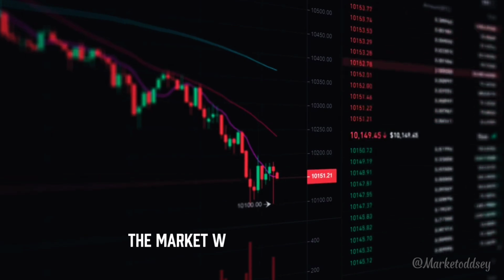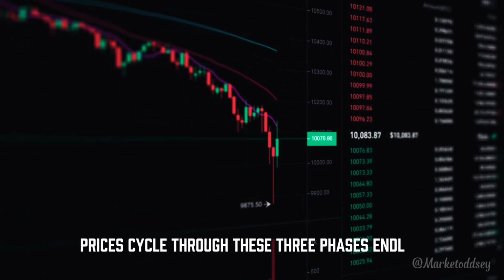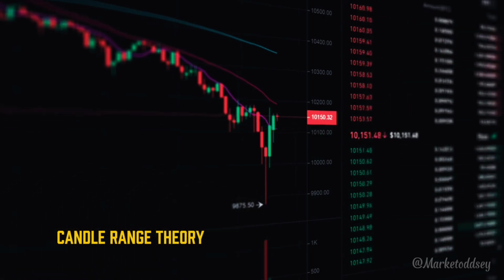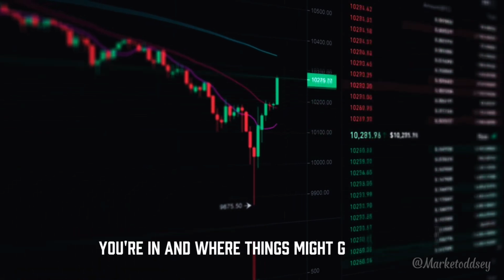The market works the same way. Prices cycle through these three phases endlessly. Candle range theory helps you recognize which phase you're in and where things might go next. Here's where it gets exciting.